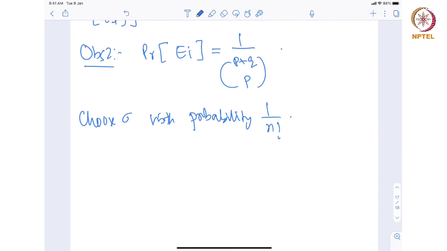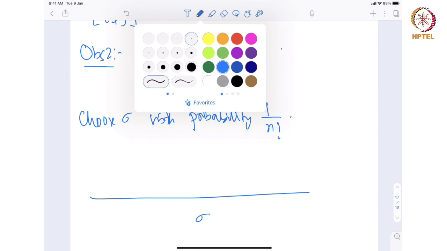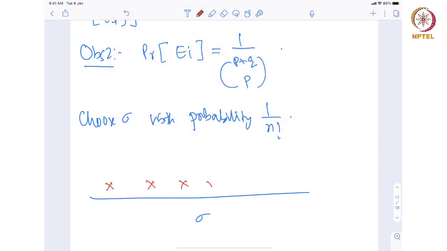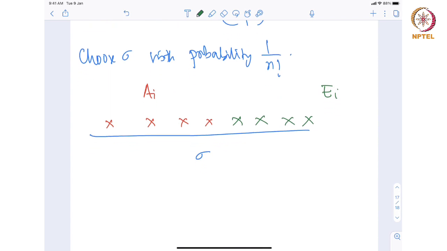And what is my event? The event is, look at this permutation rho. Now you mark the elements of Ai, and suppose the red crosses are elements of Ai, and the green crosses are elements of Bi. If all the red crosses, meaning all the vertices which are from Ai, appear before the green crosses, then that is your event Ei. If there is any red cross after some green cross, then that is not a correct event.